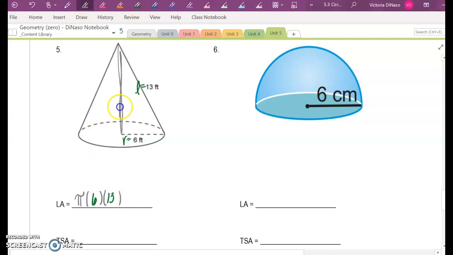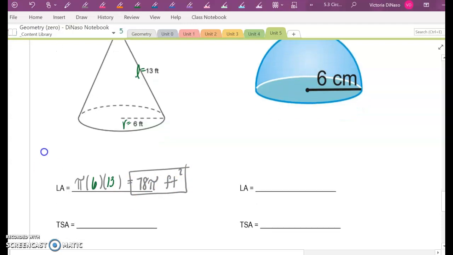So this would be the actual height. You don't have to find that. So we're going to type in our calculator 6 times 13 to get 78 pi. So we just put the pi symbol on the end, and then we have feet squared. So that is my lateral area.